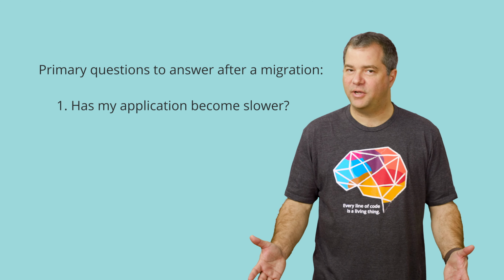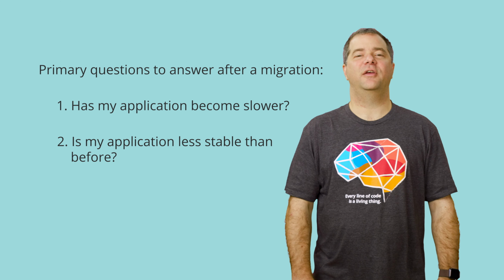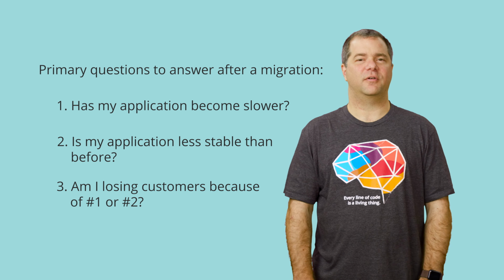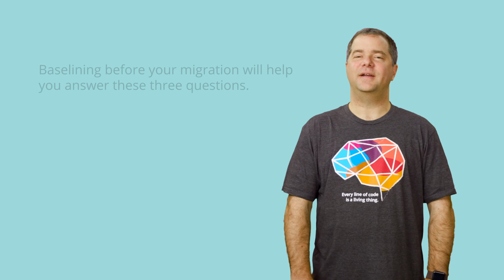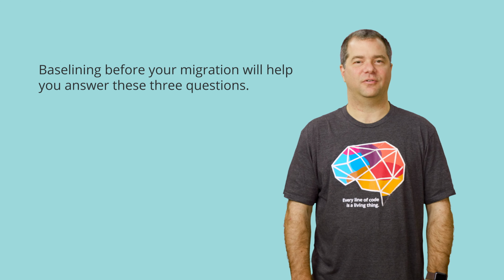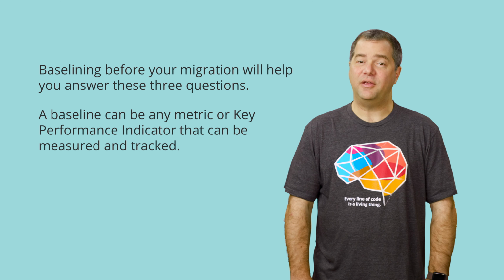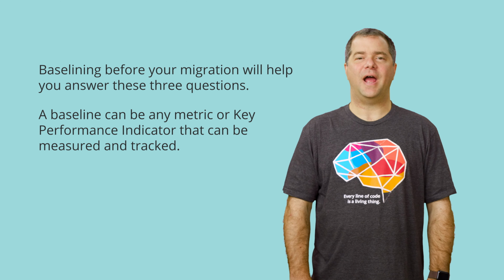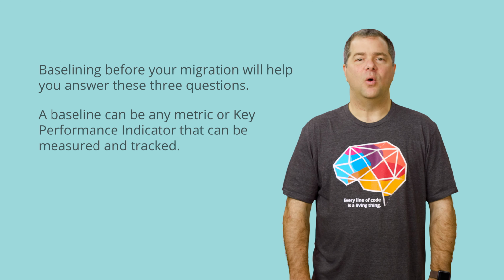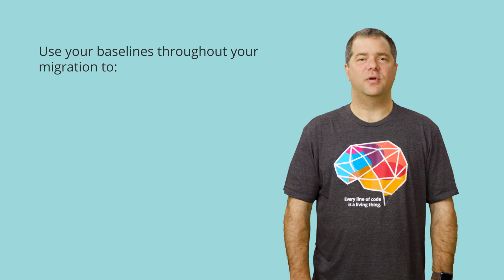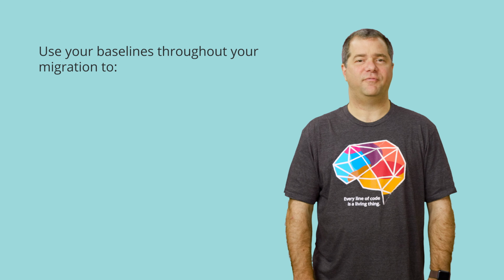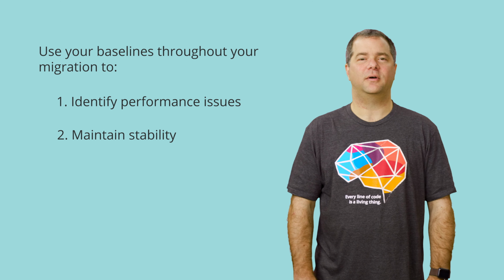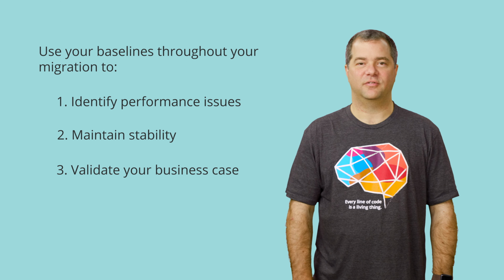Has my application become slower? Is my application less stable than before? Am I losing customers due to either of the previous two questions? Setting a baseline is how you'll be able to answer these questions. A baseline is the measurement of the current performance and availability of your applications and systems. When you establish your baseline, you can then use it as a comparison after your migration to identify performance issues, maintain scalability, and validate your business case.